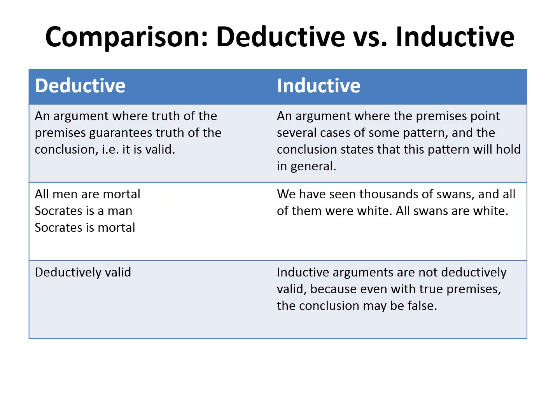When we compare them together, we can see the biggest difference is that deductive arguments can be valid. Inductive arguments are never deductively valid. They could have true premises and reach a conclusion that still could be false.